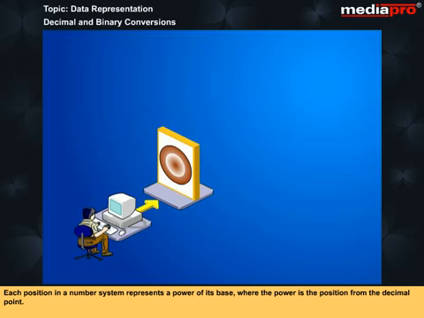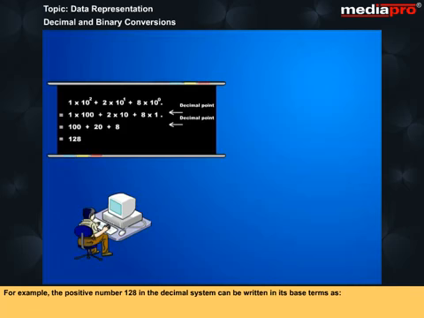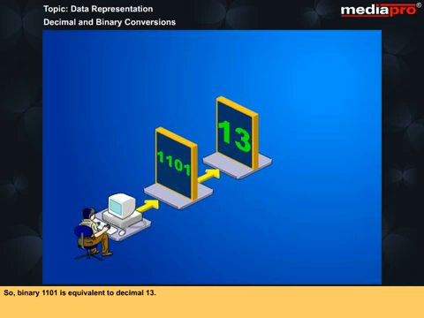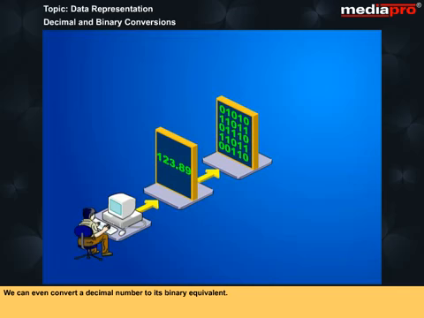Each position in a number system represents a power of its base, where the power is the position from the decimal point. For example, the positive number 128 in the decimal system can be written in its base terms as shown. The binary number 1101 can be converted into its decimal equivalent as shown. So binary 1101 is equivalent to decimal 13. We can even convert a decimal number to its binary equivalent.